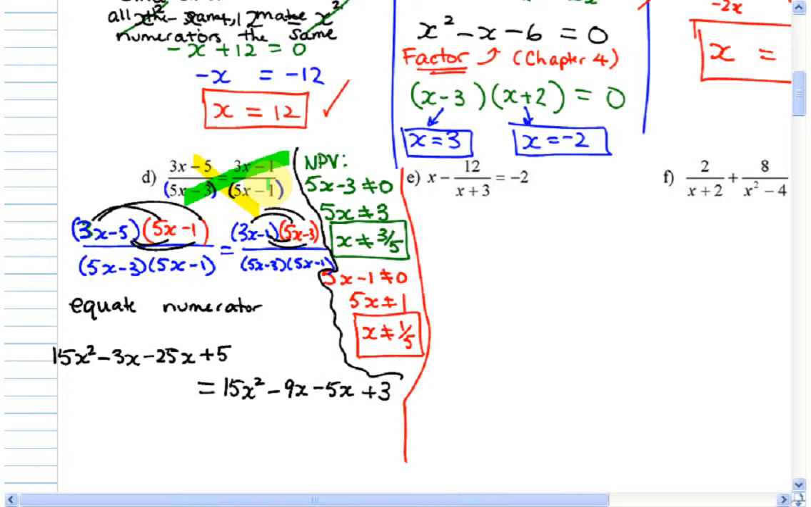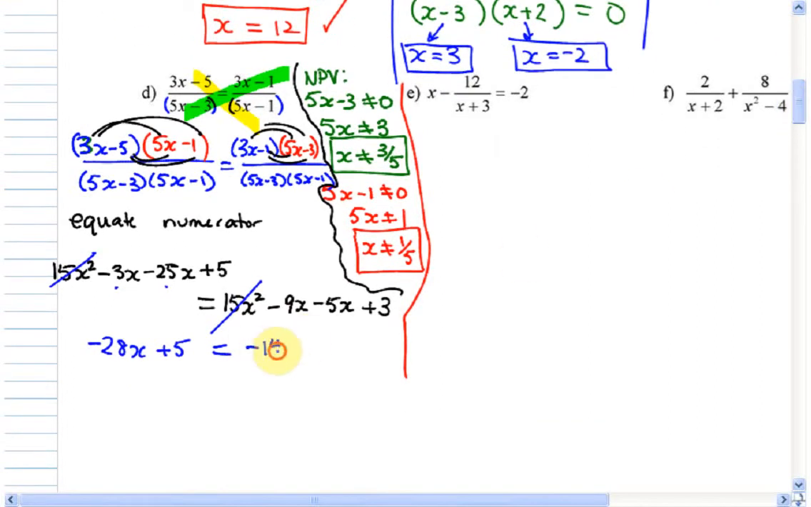Well, you still need to expand it. But that's why. How about those 15x squareds? Goodbye, goodbye, right? And then negative 3 minus 25, I see there's negative 28x plus 5. And on this side, there's negative 14x plus 3. Okay, so back to now grade 9 algebra. Somebody help me out. What should I do next?